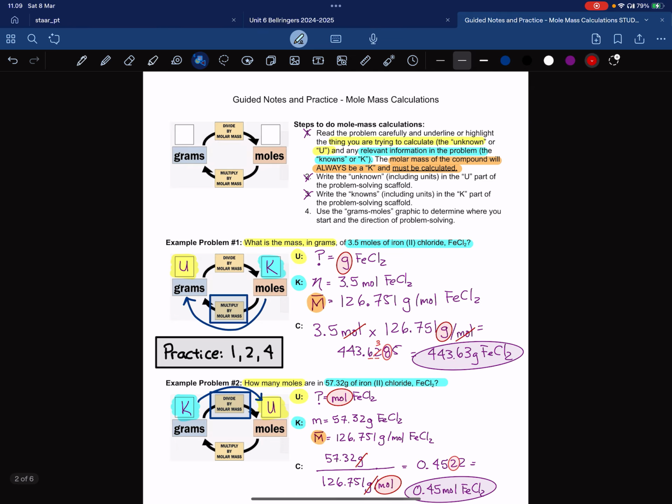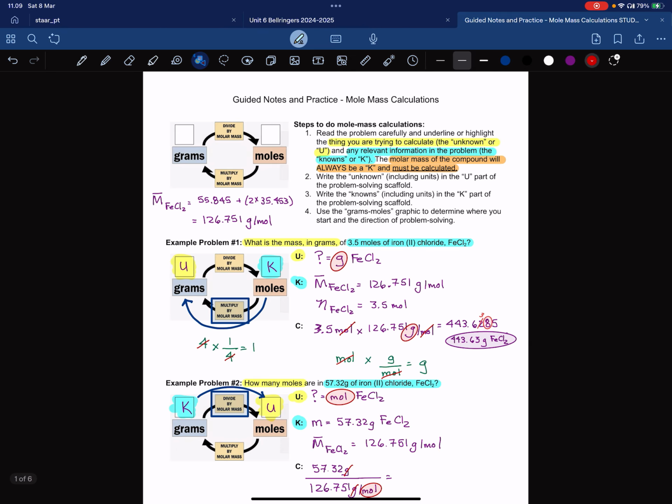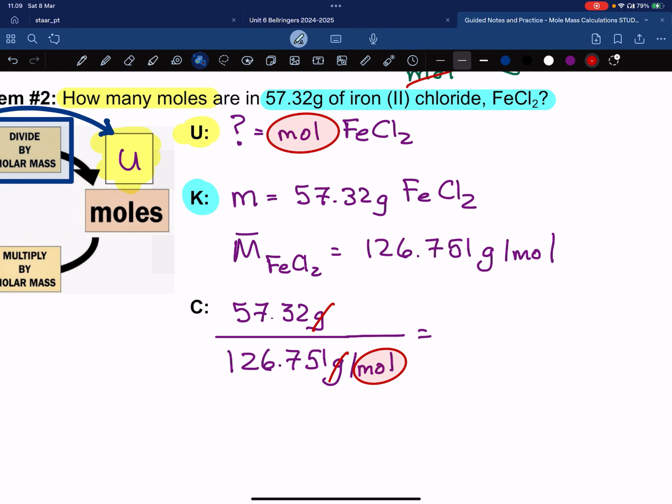Going to look at my number. I got 0.4522. I'm looking at my third decimal place. It is not 5 or greater, so it stays the same. The answer is 0.45 moles of iron chloride.